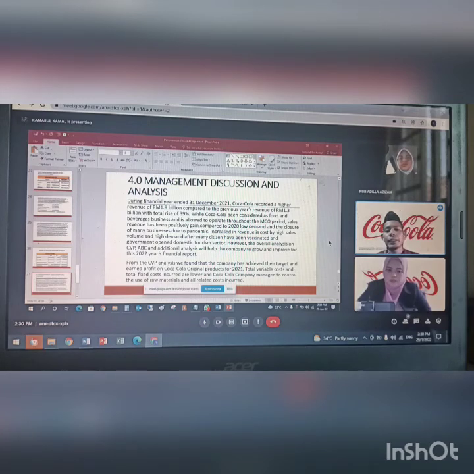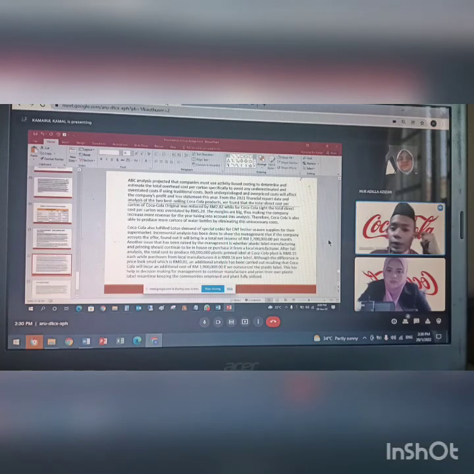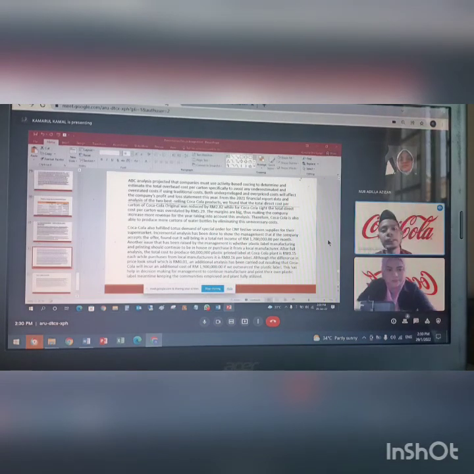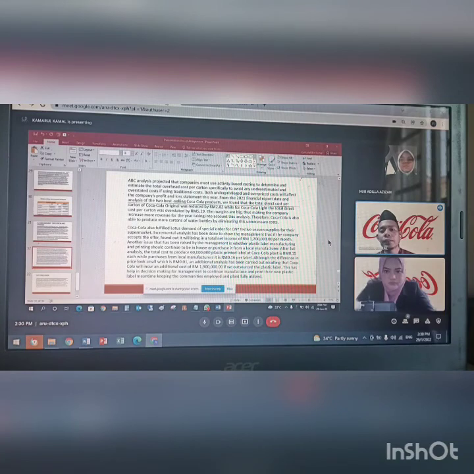From the CVP analysis also, we found that the company has achieved their target and earned profit on the Coca-Cola Original. So from the ABC analysis also, the original costing that we are using is resulting in more cost. Meanwhile, through ABC analysis, there's a big difference, which is RM2.82 for the Coca-Cola Original and RM5 for the Coca-Cola Light.